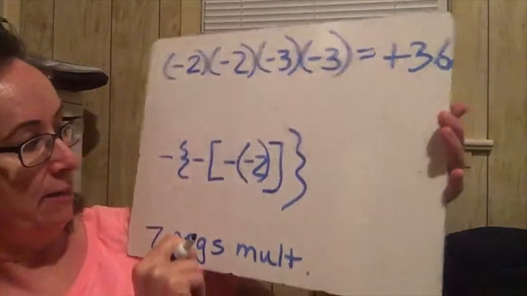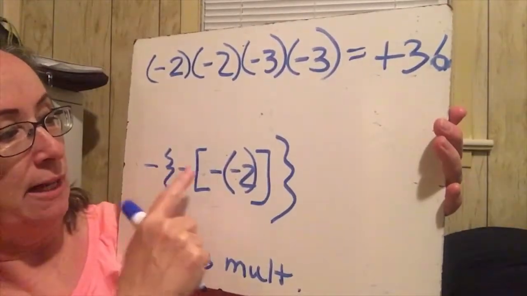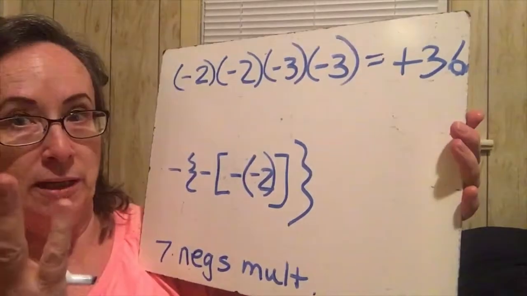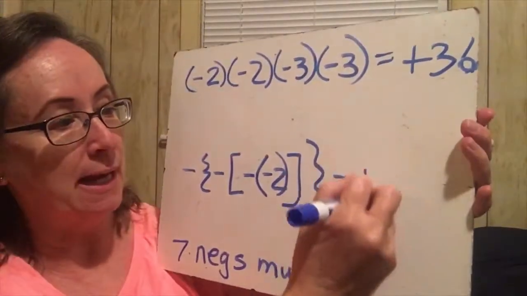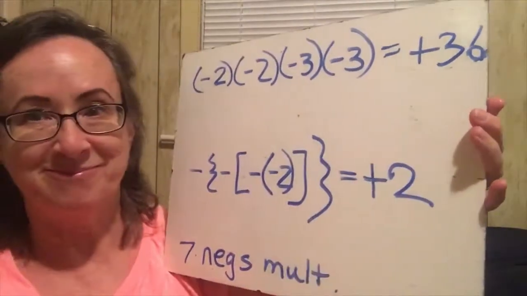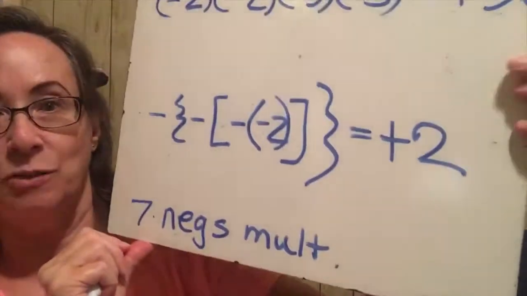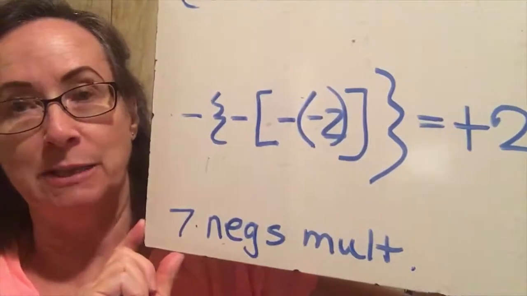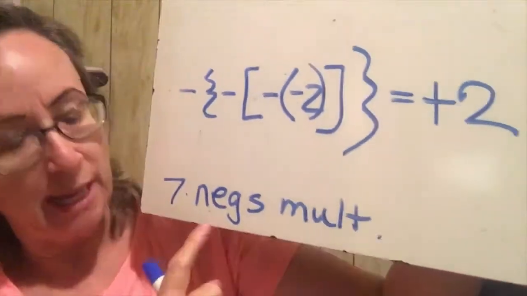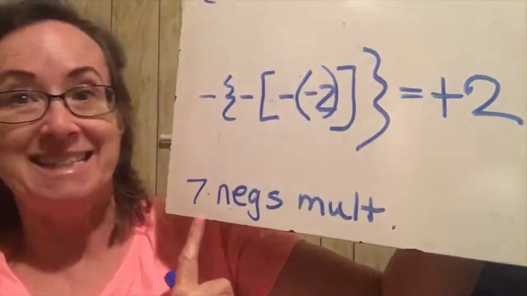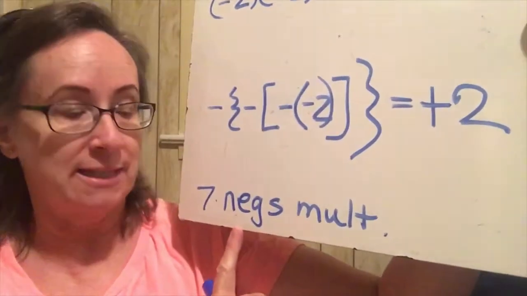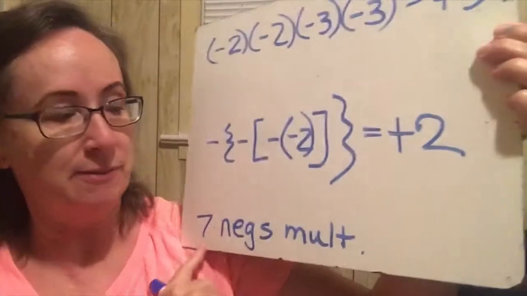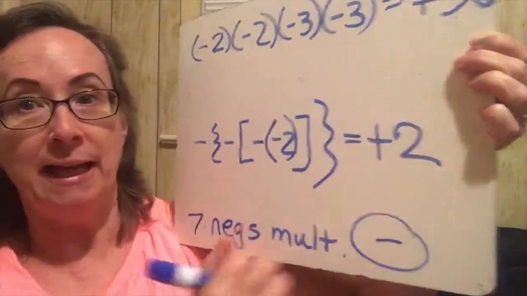Okay, so down here, we have a negative, negative, negative, negative. 4 negatives. Even number of negatives. Therefore, we're going to get a +2. And the last little one I did not copy down because it was a long string of numbers. They were all multiplied together and 7 of them were negatives. They just wanted us to tell the sign. If we have an odd number of negatives, our result will be negative.